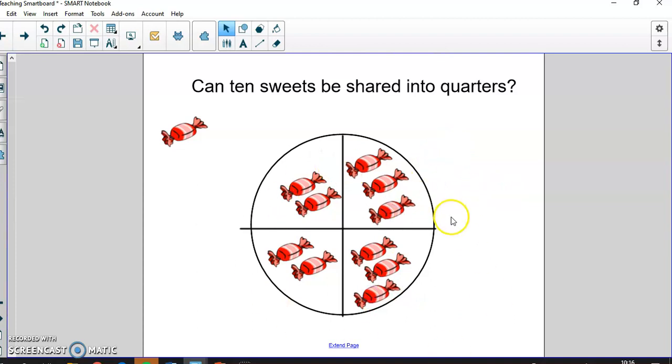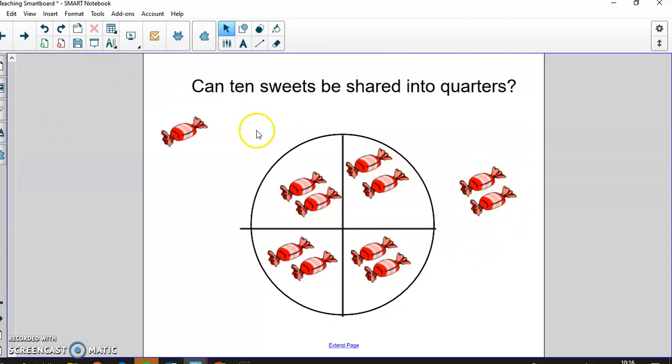quarters? We've got 10 sweets and we've put them in the quarters. You're right if you spotted they're not equal groups. So if we tried to share 10 between 4 people to make it into quarters, we'd end up with 2 left over that can't be shared. So they would get 2 each, but there would be 2 left over.